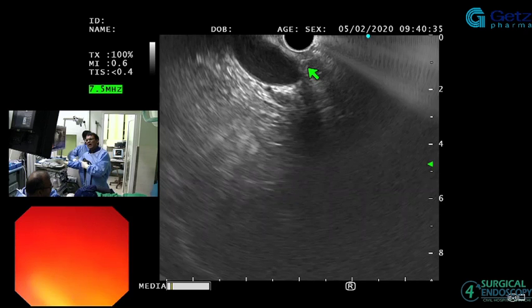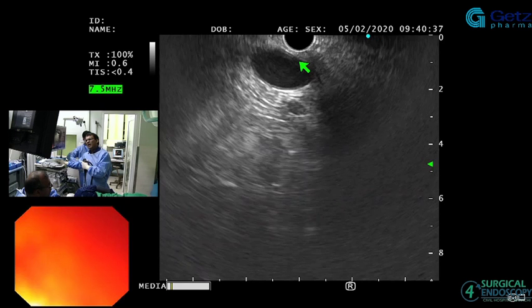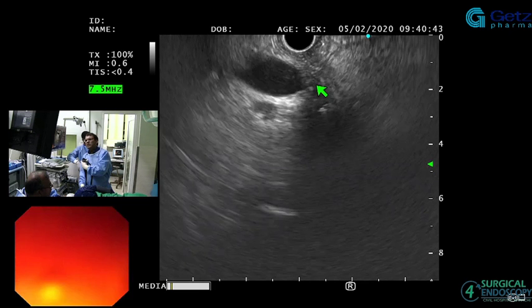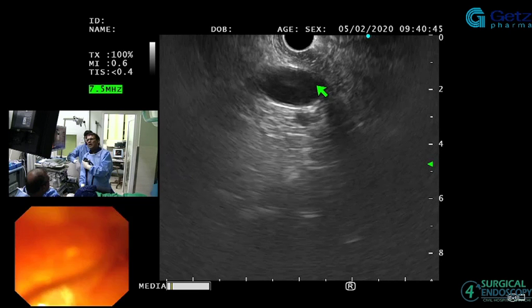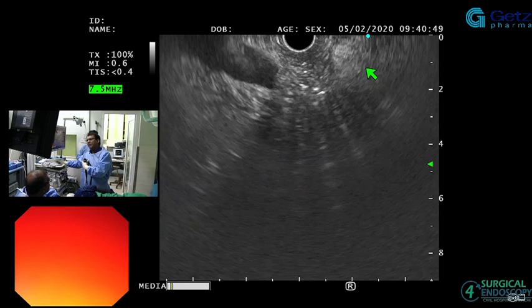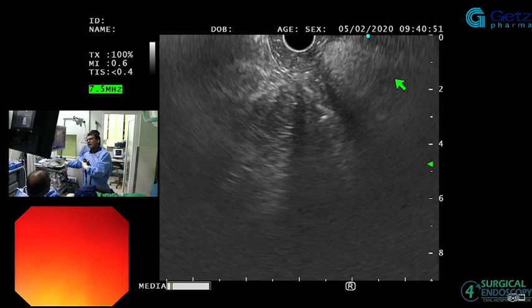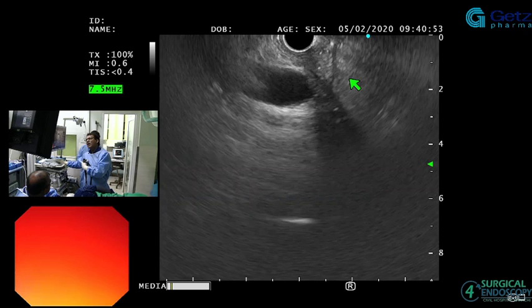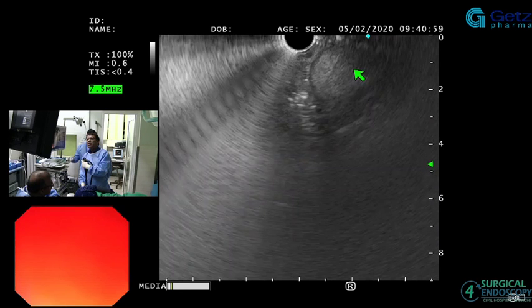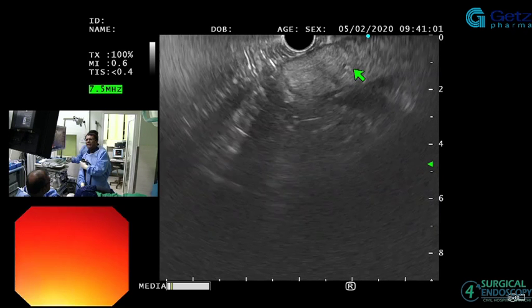When the aorta is in this position, I rotate the scope a little bit to the right to see if I can get any pancreas. I get the pancreas right there. I forget about the aorta. If I haven't gotten the pancreas, then I'll pull the scope back a little bit and then go right and left. So here, you see a nice, beautiful looking pancreas right there. And I'm going to pull the scope back a little bit so I can find the ducts.